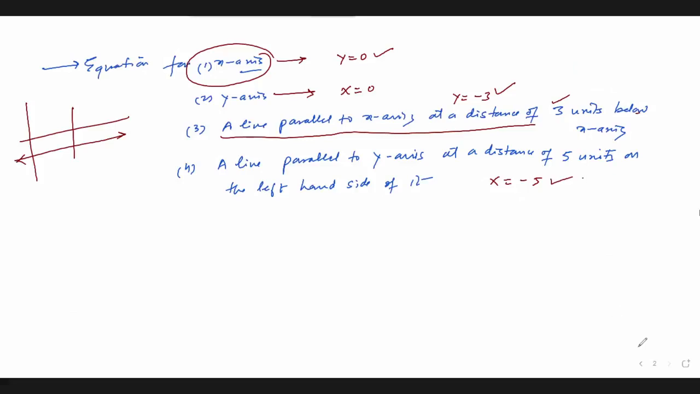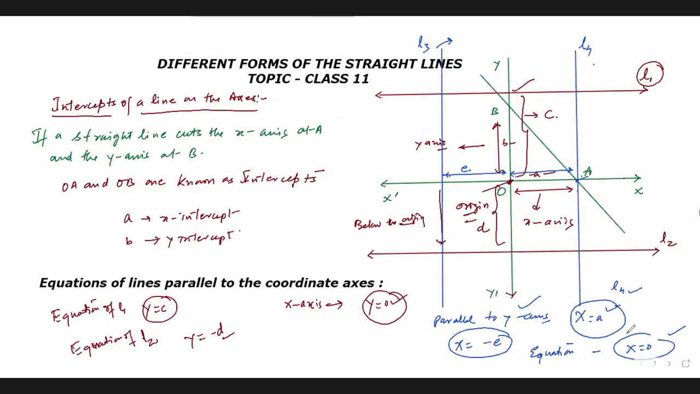Okay, I think it has been understood what an intercept of a line on the axis is, and how we form the equation of lines which are parallel to the coordinate axes.